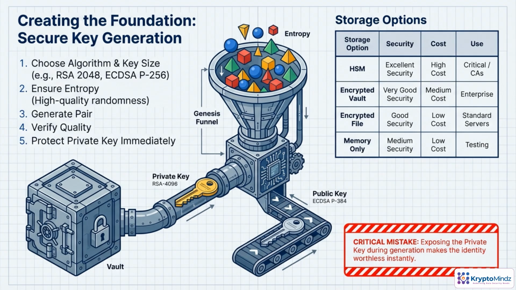Different storage options balance security and cost. Hardware security modules provide the strongest protection and are used for roots, intermediates, and other high-value keys. Encrypted vaults and files are common for enterprise and server workloads. Keeping keys only in memory is acceptable for testing, but far too weak for production. The core takeaway: strong algorithms and randomness create cryptographic strength, but disciplined handling of the private key is what actually preserves trust.